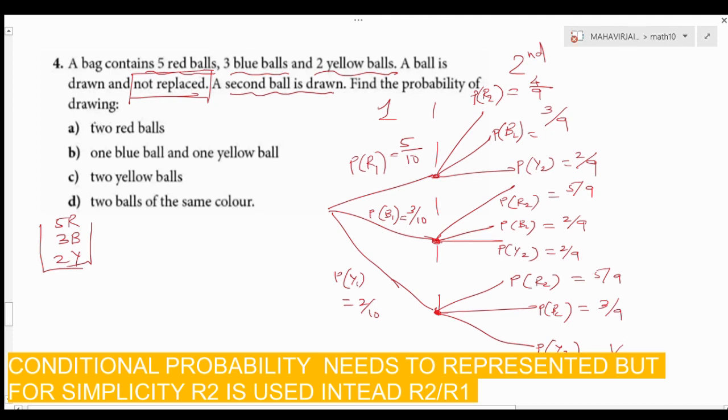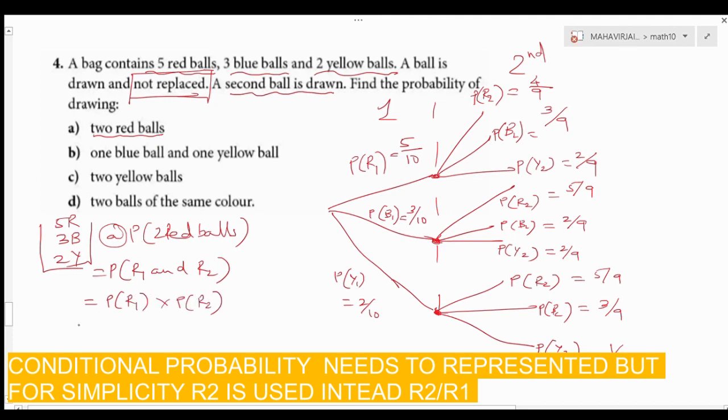Now let's answer this. Find the probability of 2 red balls. Simple, right? I take the first one. Probability of 2 red balls. So which branch am I supposed to see? 2 red balls means probability of red 1 and the probability of red 2. So that is P of R1 into P of R2. Do you understand this? Clear?